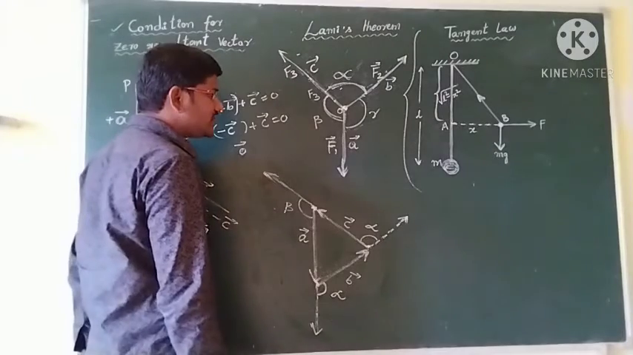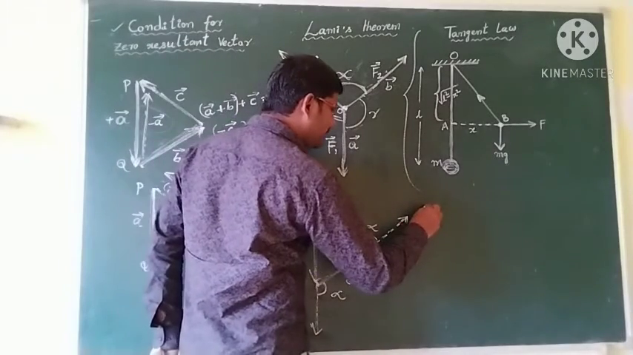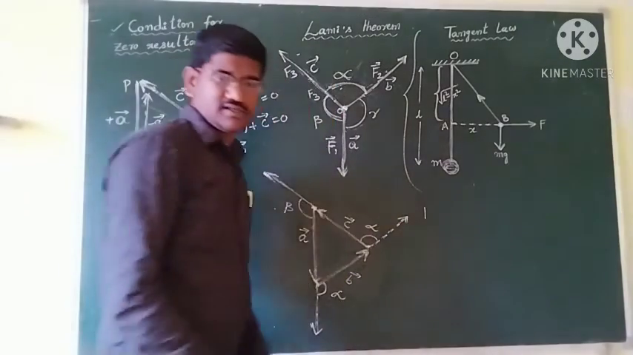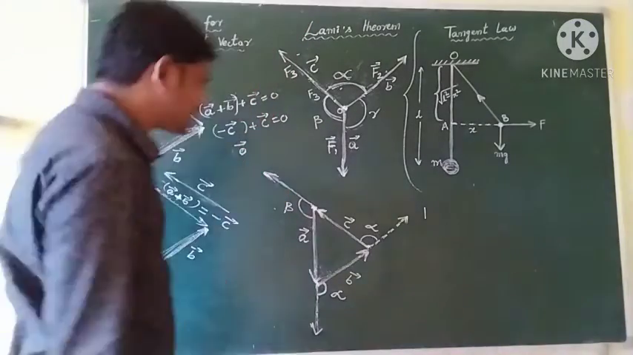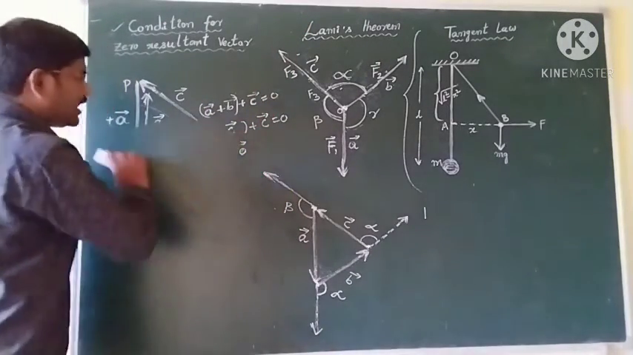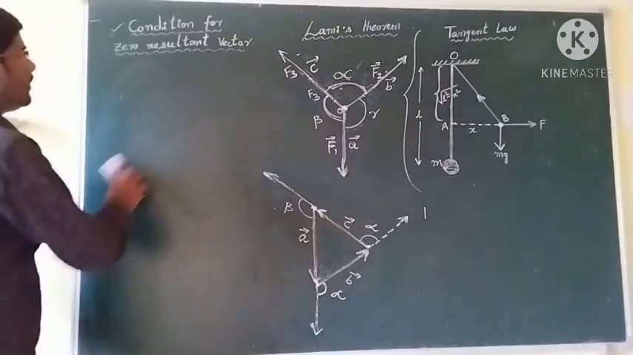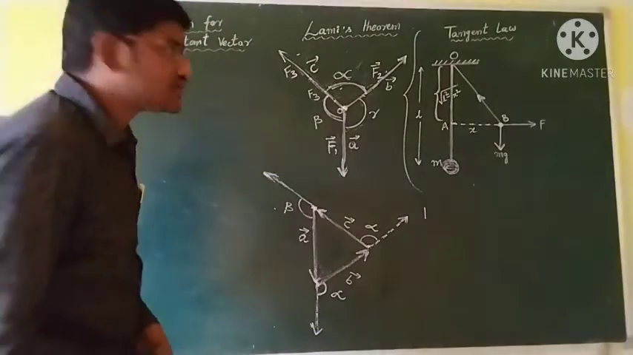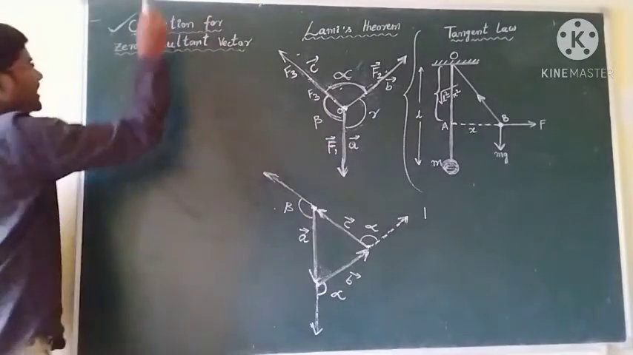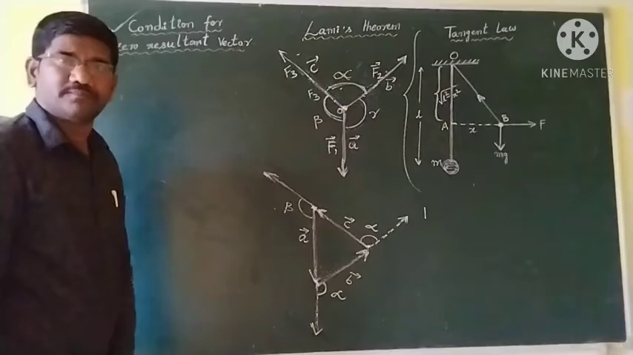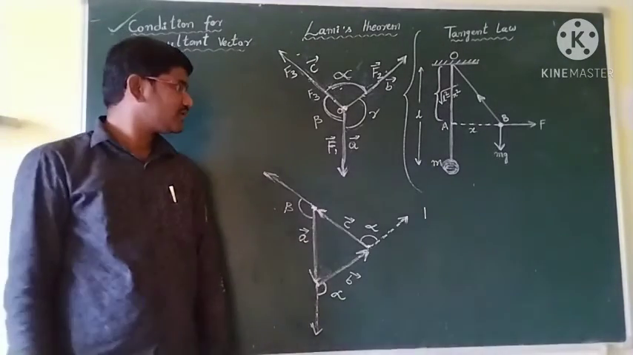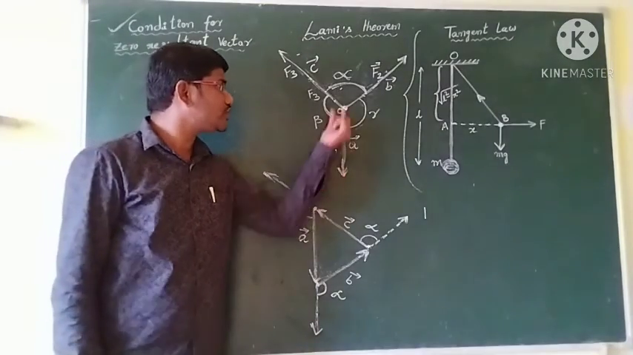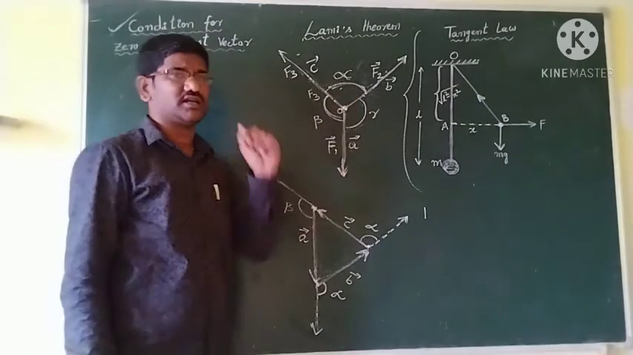See F1, what I am writing, you see students. So I think you have understood the concept. Now I am going for formulas. The sum of the three vectors is 0. There is a condition for zero resultant vector. We got it, okay students. Now what I am writing, you see students. Each force is proportional to the sine of the angle between the other two vectors.